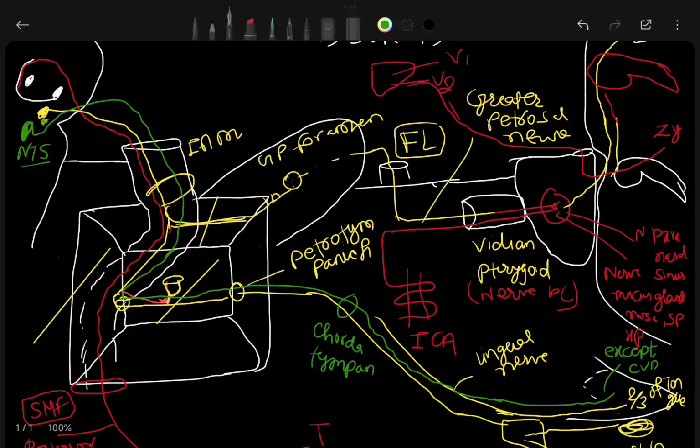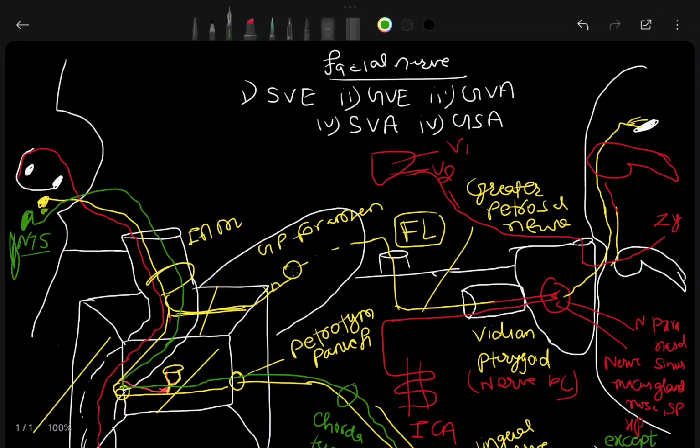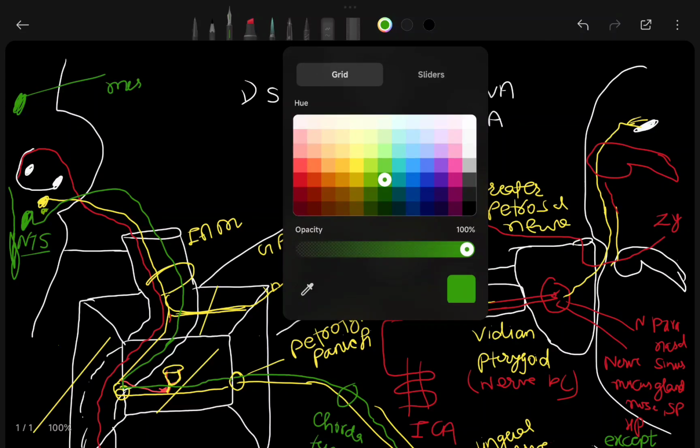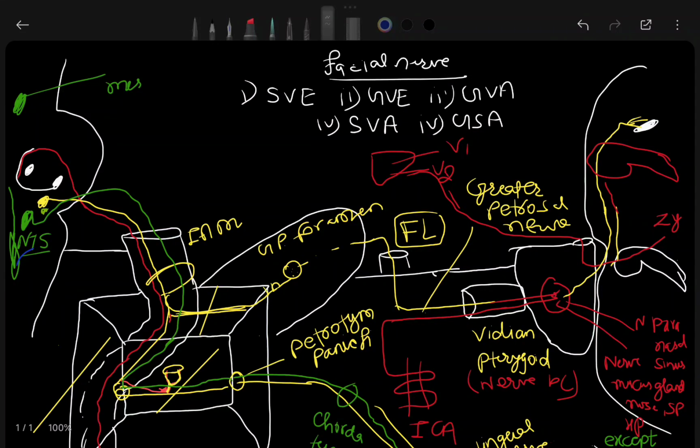We have done these three components of the facial nerve, and another is general visceral afferent fibers. General visceral afferent fibers originate from the lower part of the nucleus tractus solitarius, and the fibers which originate from the mesencephalic nucleus are general somatic afferent. We will talk about that later. First we are going to talk about general visceral afferent fibers originating from the lower two thirds of the nucleus tractus solitarius.